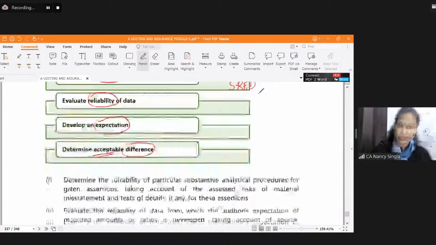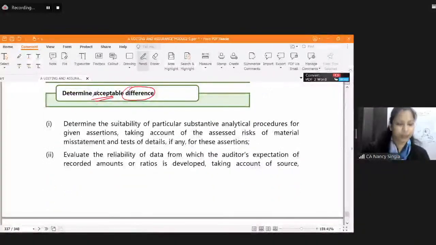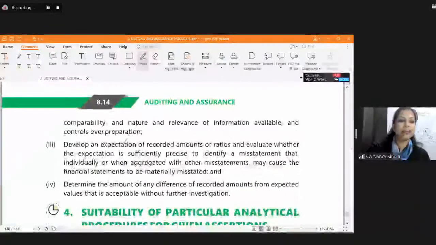Anushka, please see your answer. This is not correct. First of all, he'll determine the suitability, then he'll determine the reliability, then he'll develop an expectation, and then he will see the difference.